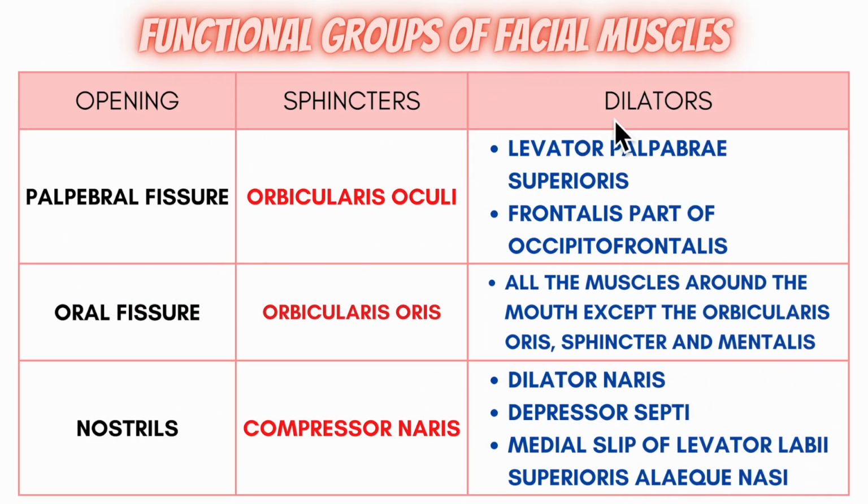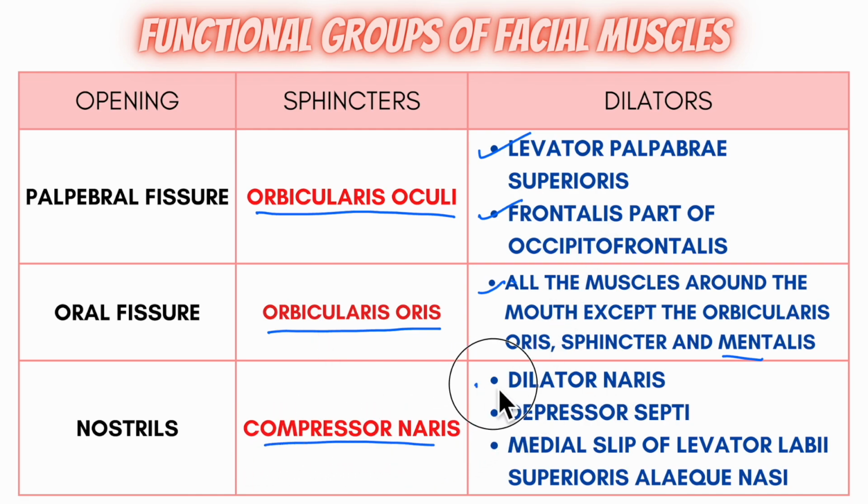Summarizing the sphincters and dilators of each of these three openings in a tabular form, we have the palpebral fissure and its sphincter is the orbicularis oculi muscle. For the dilators, we have the levator palpebrae superioris and the frontalis part of the occipitofrontalis muscle. For the oral fissure, we have orbicularis oris as the sphincter and all the muscles around the mouth except the orbicularis oris and mentalis as its dilator. Looking at nostrils, we have the sphincter for it as the compressor naris and the dilators are the dilator naris, the depressor septi and the medial slip of levator labii superioris aleque nasi muscle.